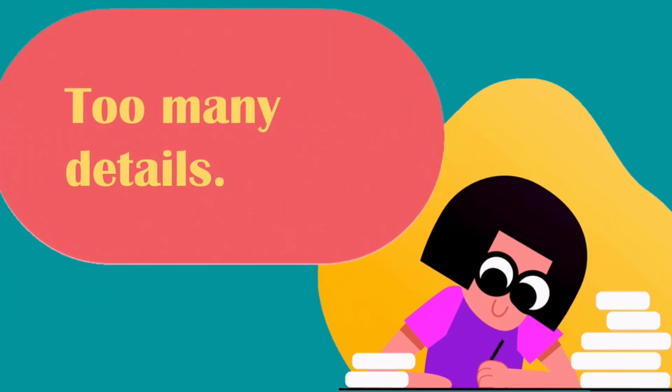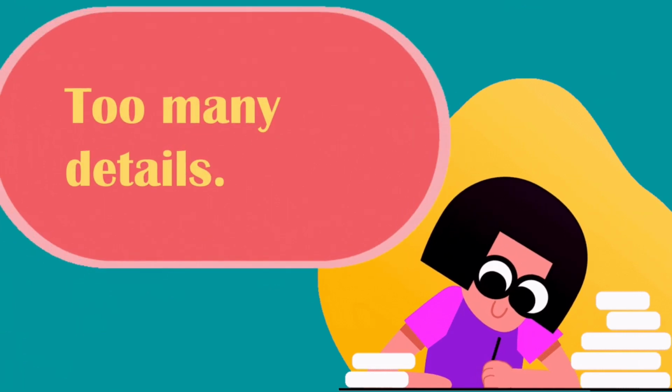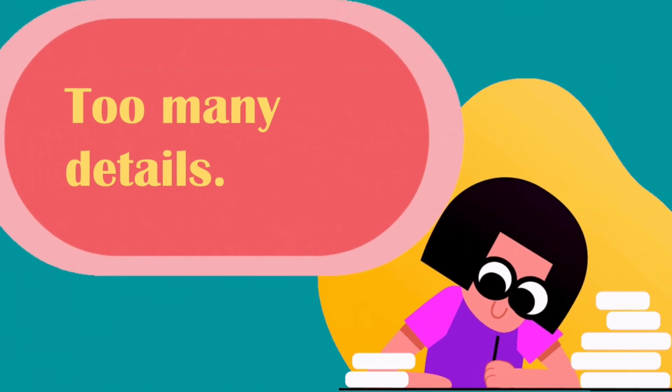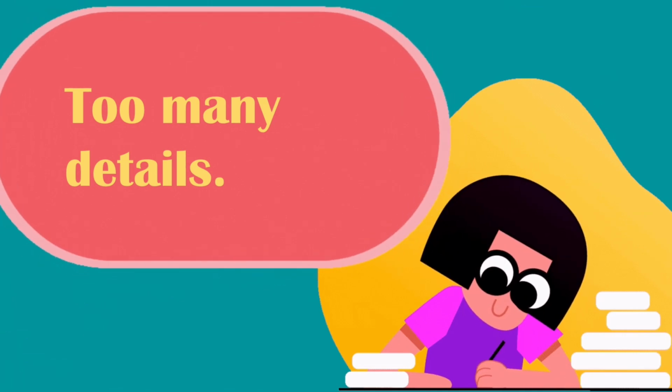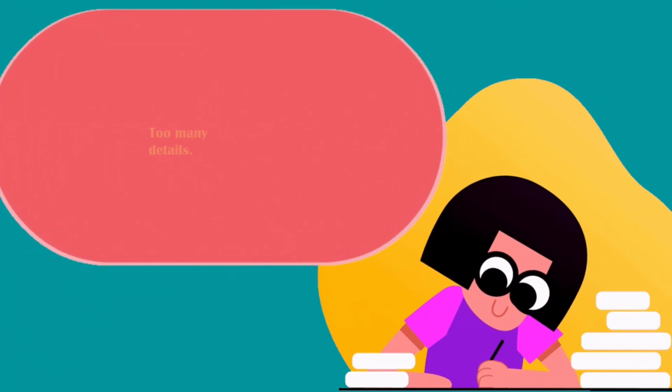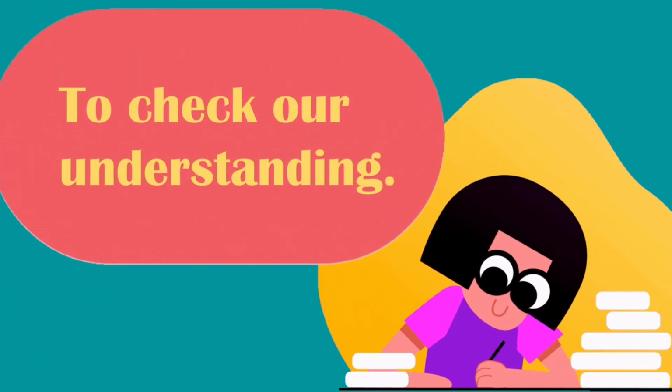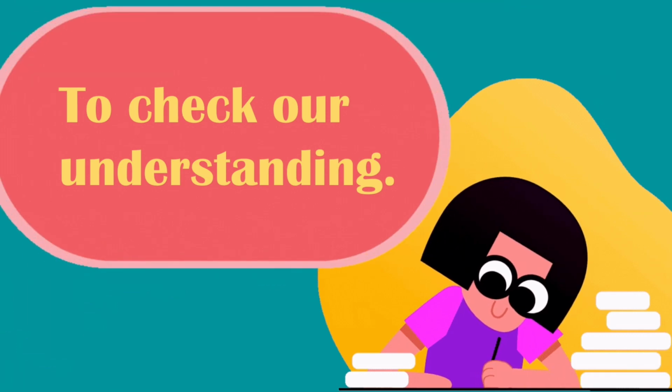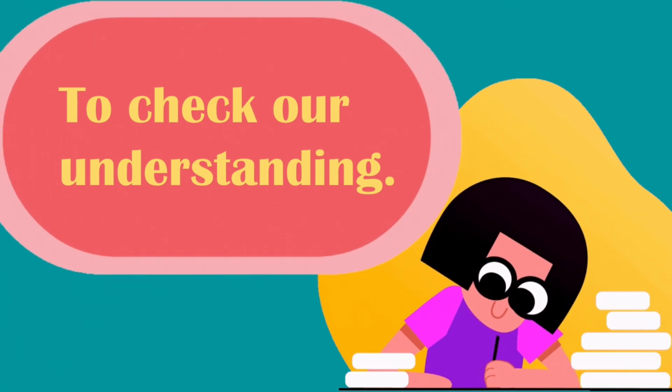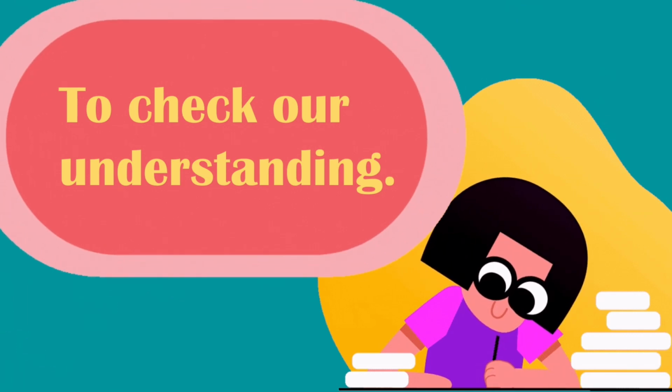Second, the details are too many. Summarizing is about being direct to the point. The other details are only included to support the main idea, but they may not be included. And last is to check our understanding. When we simplify the text with our own words, there is a greater chance that we really comprehend the idea presented in the text.